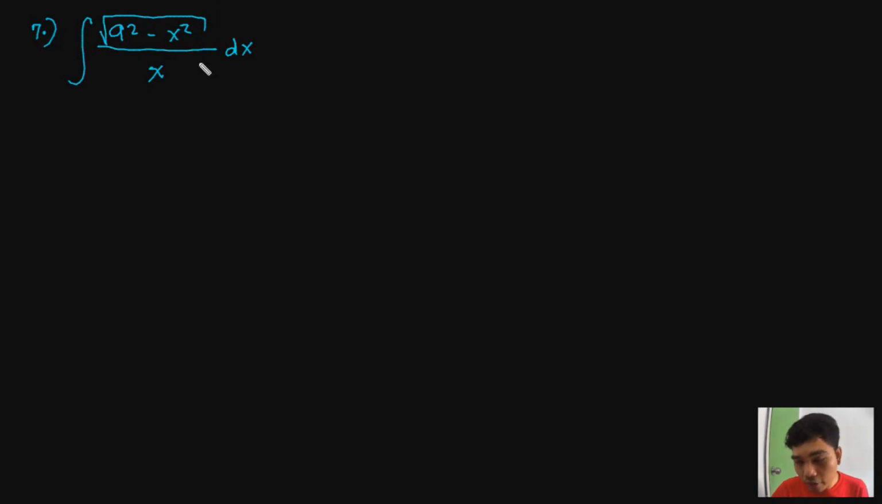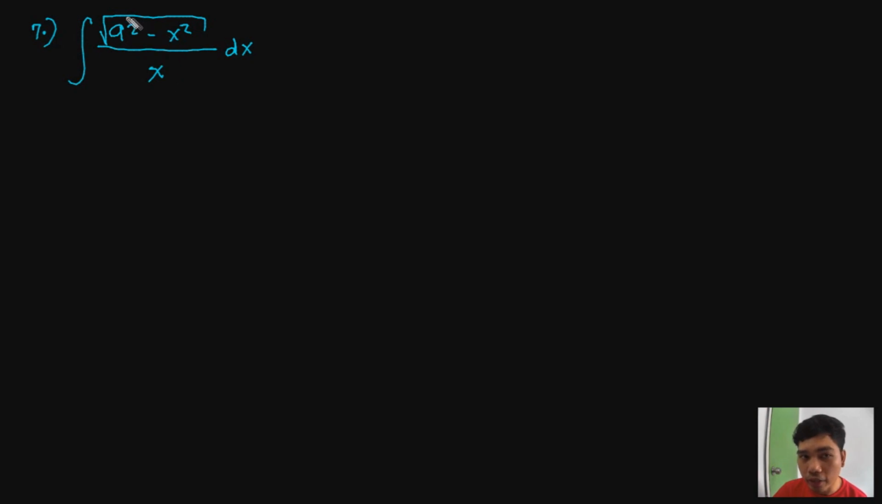Okay, ito lang yung ating expression: the integral of square root of a squared minus x squared all over x dx. But to tell you honestly, this is really not easy, kahit mukha siyang simple lang, no? And what approach could be done in this case?